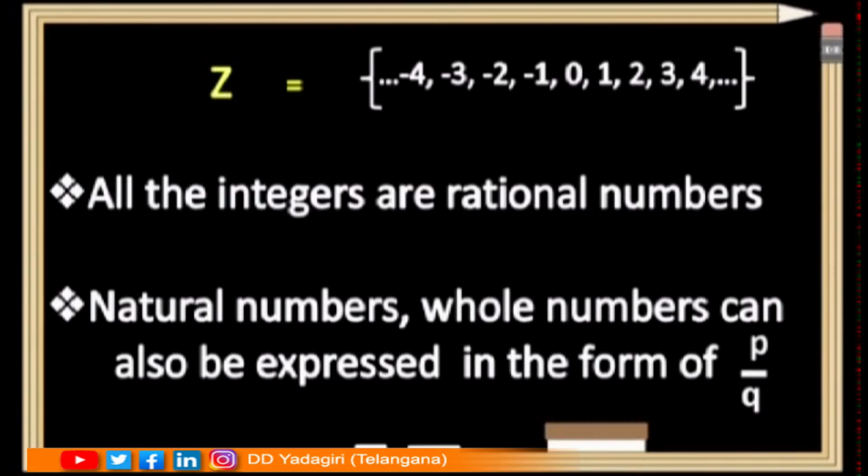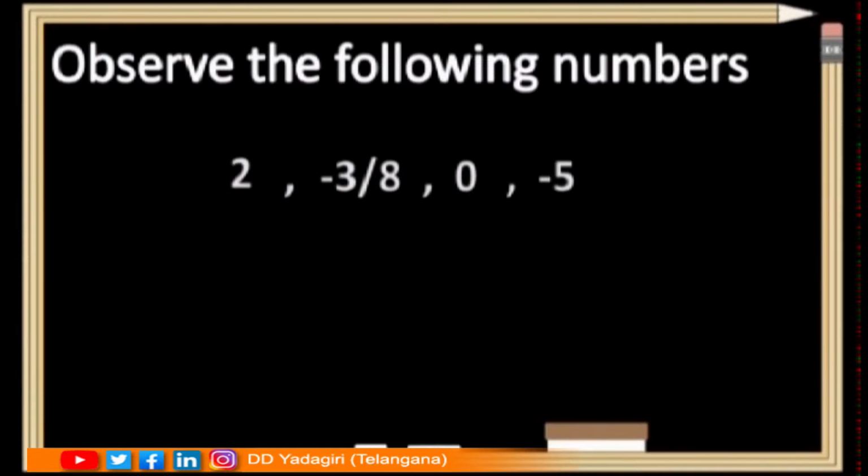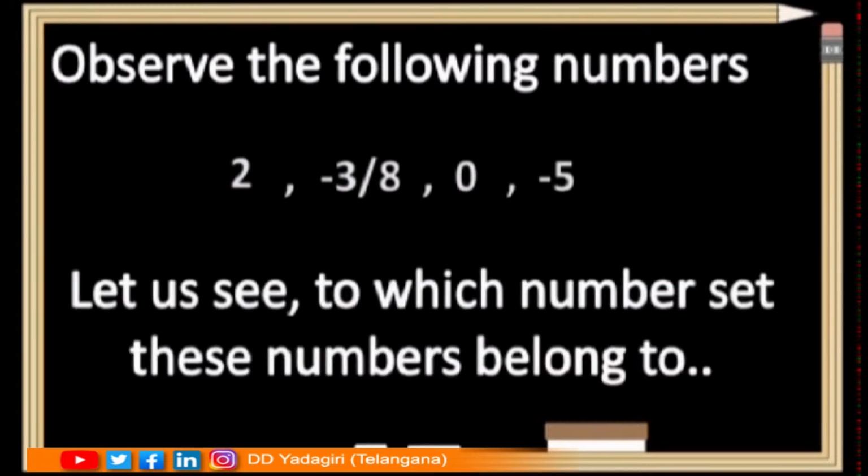Already we have concluded that all natural numbers and whole numbers are integers. As they are integers, they can also be expressed in p by q form. Therefore all natural numbers, whole numbers, and integers are rational numbers. Now observe the following numbers. Here we have 2, minus 3 by 8, 0, and minus 5. Let us see to which number sets these numbers belong.